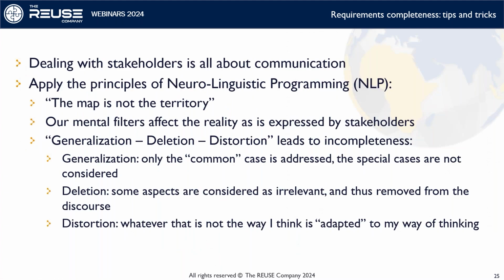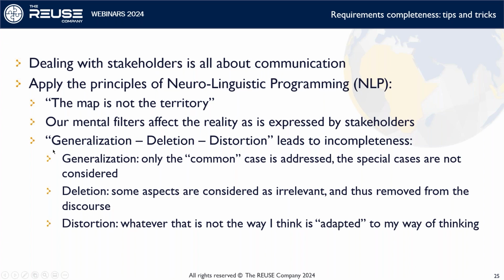And finally, the other aspect that we need to have in mind is the communication with the stakeholders. It's not just about assessing the different stakeholders, but also maintaining a good communication with them. If we apply the principles of neurolinguistic programming, which we can basically sum up by saying the map is not the territory, we actually filter what is said by the stakeholders just by applying these concepts here.